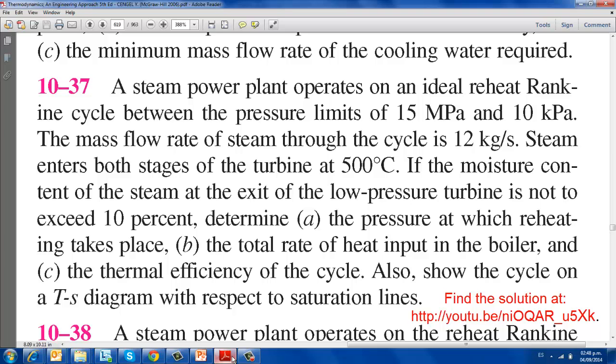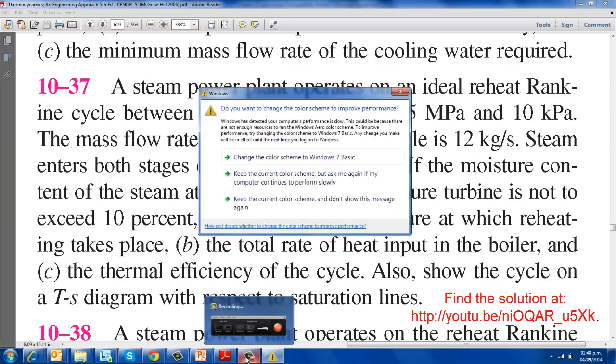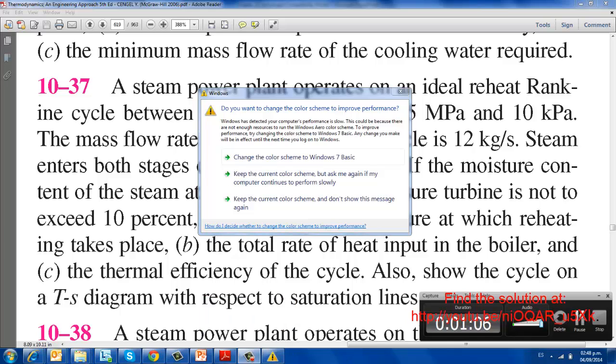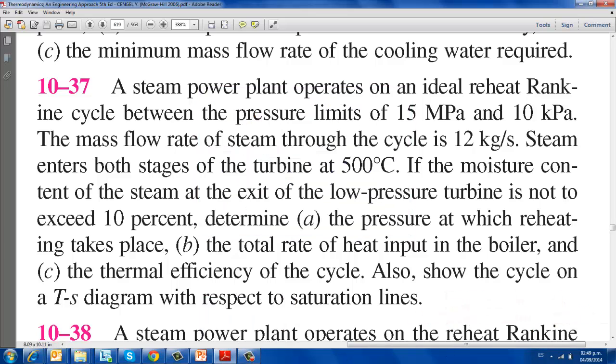We are given two restrictions. So the moisture content should not exceed 10%, and we are asked to get the reheat pressure. As we discovered in the manual solution, we need to iterate. So this will be better solved by software, which is this tutorial. We're going to start by starting it.